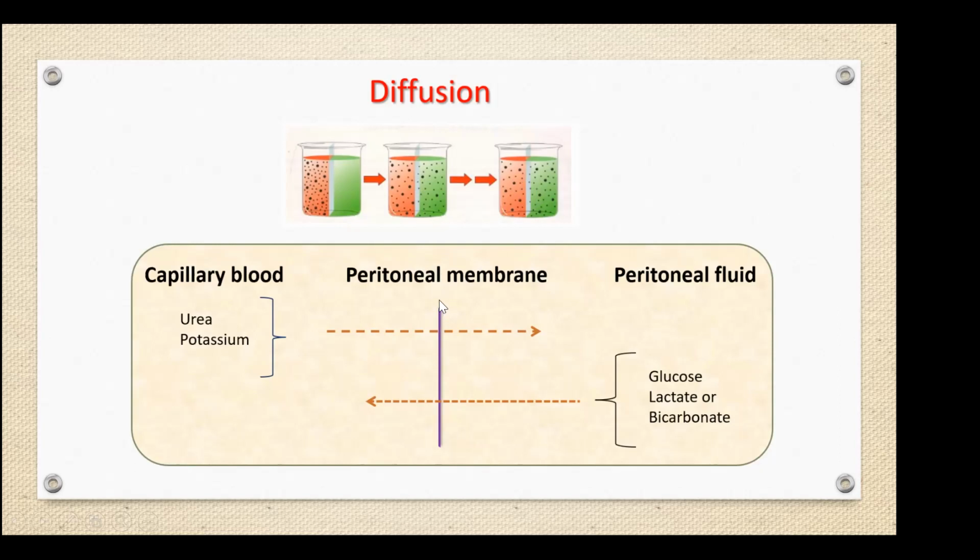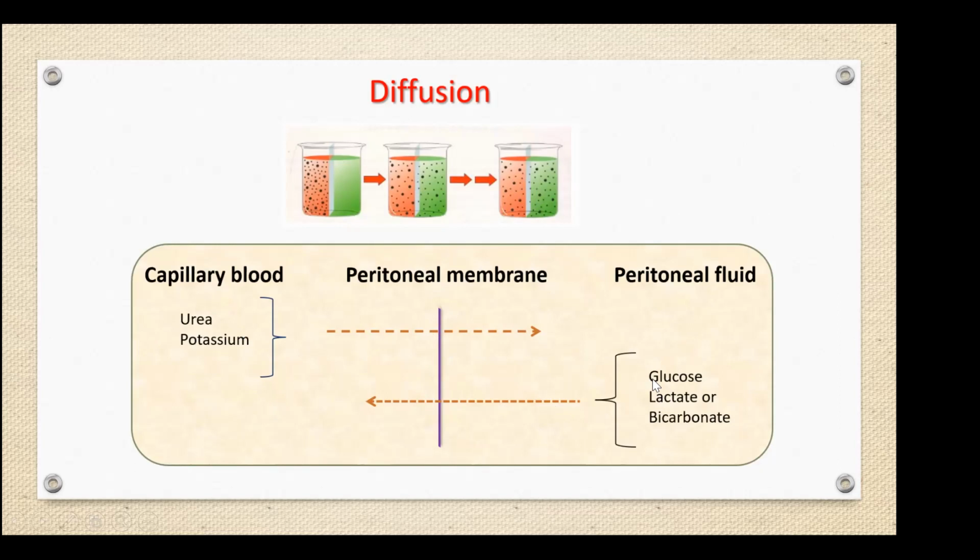There is a peritoneal membrane, and this is the peritoneal fluid. From the peritoneal fluid, glucose, lactate, or bicarbonate will pass through the peritoneal membrane and reach the capillary blood. And from the capillary blood, urea and potassium will pass towards the peritoneal fluid.